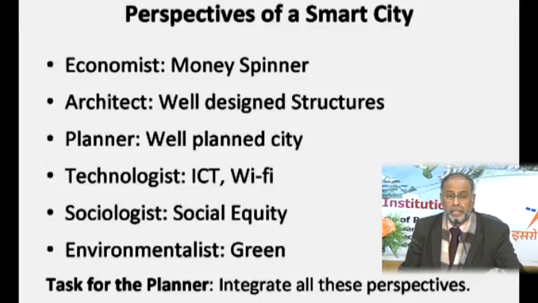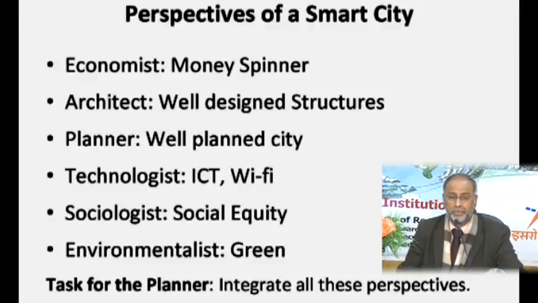A sociologist, on the other hand, will say that social equity is very critical to make a city smart. Social equity will include any kind of analysis you do of society, whether in terms of age group, the elderly versus youngsters, men versus women, rich and poor, and any kind of polarized analysis we do.